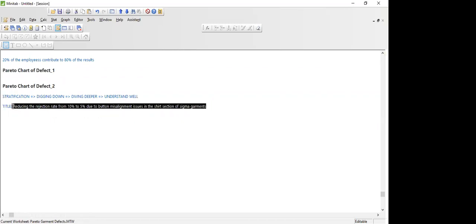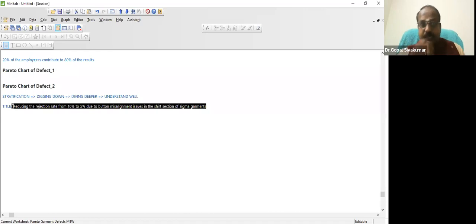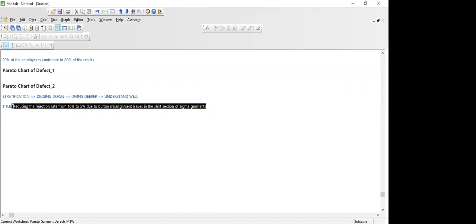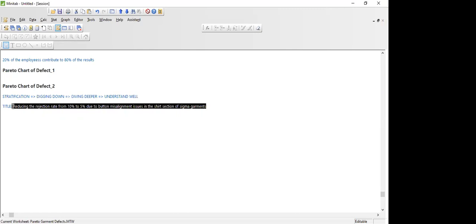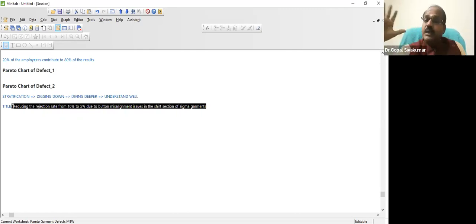One of you, can you read out the title now? Come on, unmute. Reducing the rejection percentage due to button misalignment issue in the shirt section of Sigma Garments. Everything is spelled out correctly. The project is properly titled because the problem is properly understood.